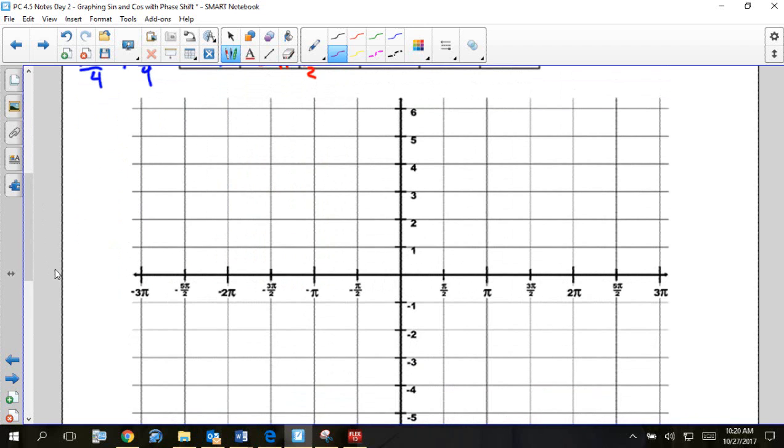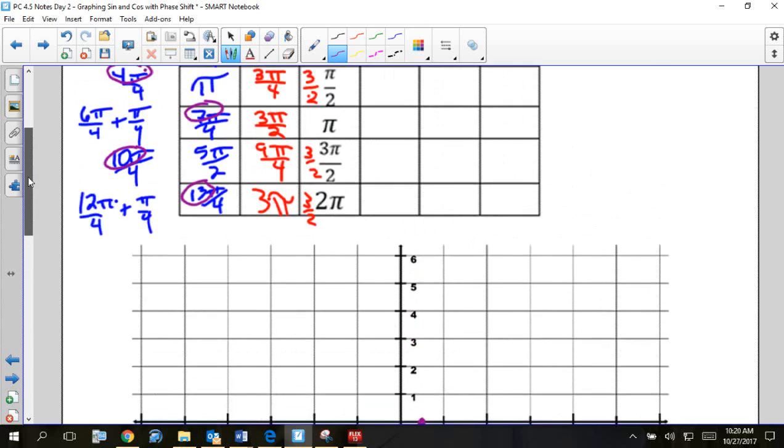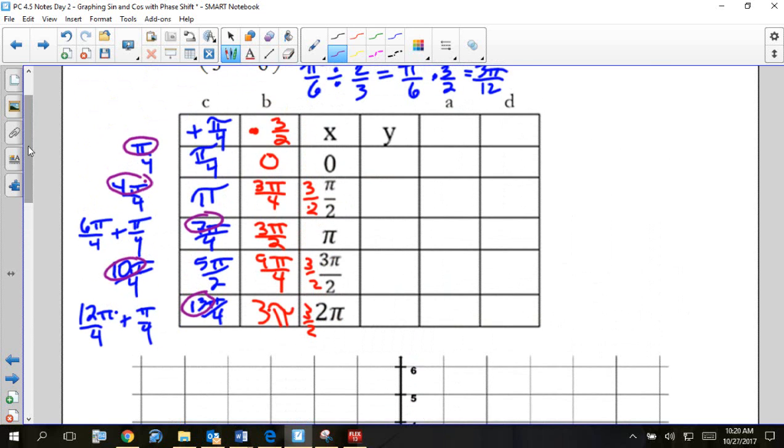So we have 0 and then pi over 4, but pi over 4 is not on the graph, but it's half of pi over 2, so 0 and pi over 4, 0 is right there. Oh, I forgot to put in my y's. My y values, it's sine, right? So 0, 1, 0. Oh, good. Thank you.